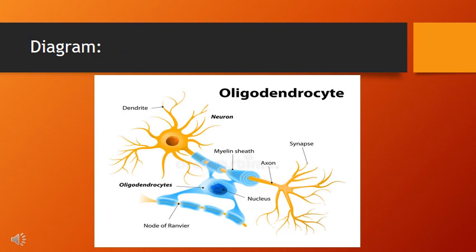You can see in the image oligodendrocytes are present. There is a nucleus, and there are nodes of Ranvier in the axon, connecting two axons from their myelinated portion. So the myelinated sheath is connected to the oligodendrocytes and then it is connected to the other axon.